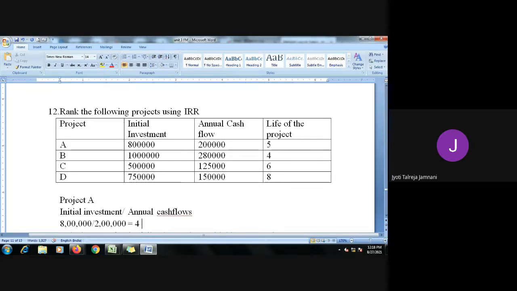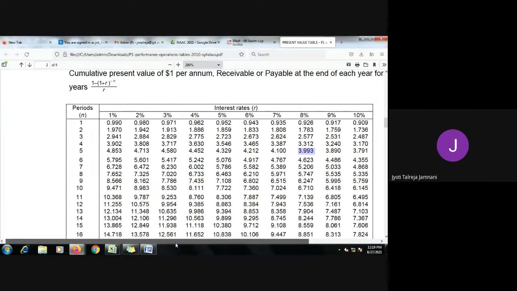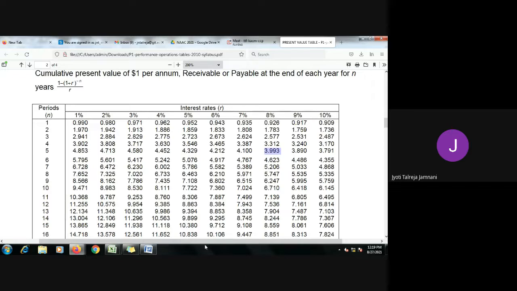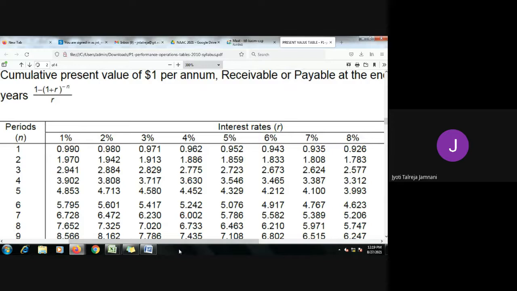Now we have to find this 4, and the life of the project is 5 years. So for 5 years, we have to find the value 4 in the table. Let's go to the table. This is the annuity table because we're seeing the present value interest factor annuity. I hope the table is clearly visible to all of you. Now we want the value 4 for a 5 year period. For 5 years is here. I'll go on searching where I'll get 4.